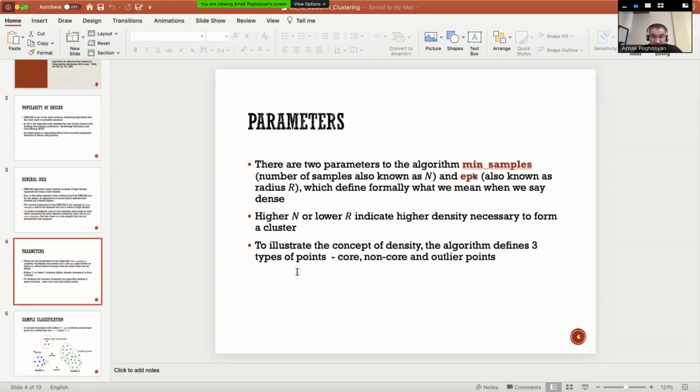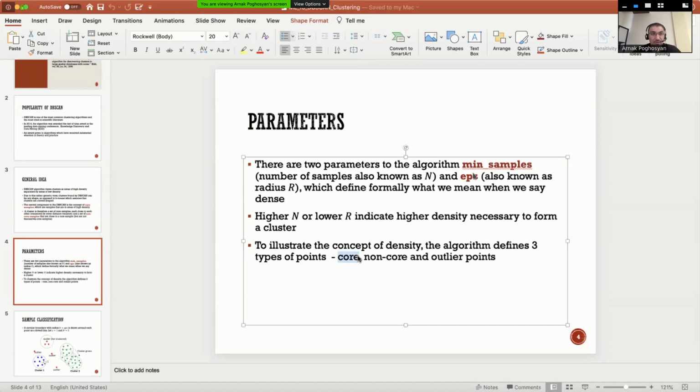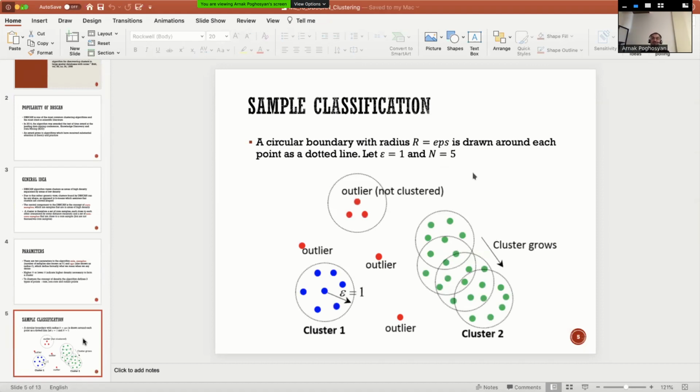And to illustrate the concept of density, you see here three types of points. So we have core points, non-core points, and outlier points. With core points, we understand how to work with these. These are points where we have the acceptable number of points within a circle with radius r. Let's go to this picture and see how DBSCAN is working. The green cluster is constructed of different core points. You see how we are growing this cluster and joining different points together.